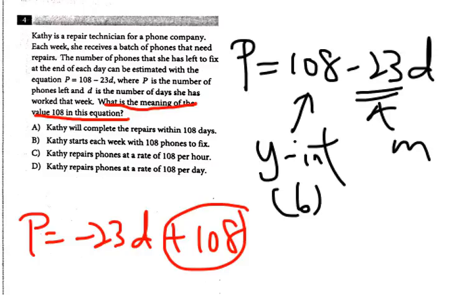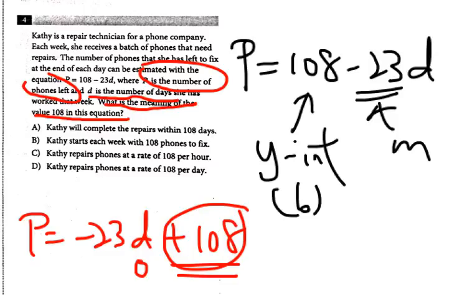When D equals 0, then P equals 108. So now what is P? P is the number of fonts left. And what is D? D is the number of days she has worked. So this means when she starts at day 0, she has 108 fonts at the beginning.